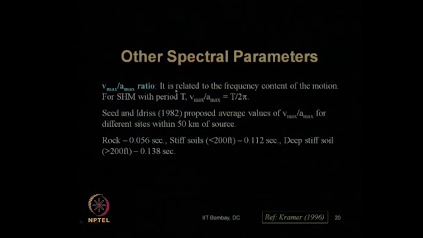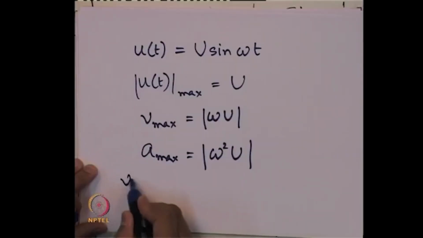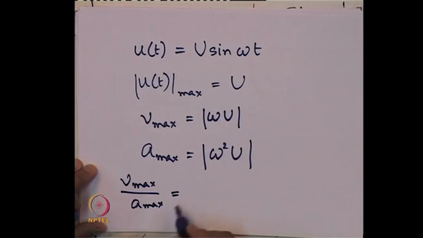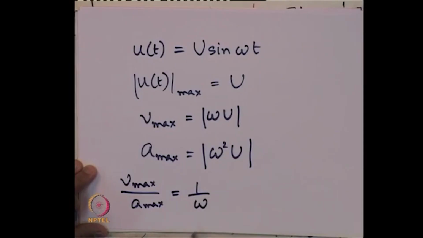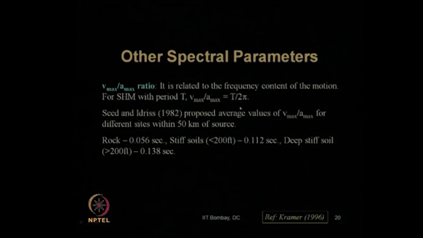So, in this slide, whatever I have discussed just now, look here. The Vmax by Amax ratio is related to the frequency content of the motion. For simple harmonic motion with a period T, this Vmax by Amax can be represented as T by 2 pi, is it not? Let us see here. Vmax by Amax for this simple harmonic motion will be nothing but how much? It will be 1 by omega, which is nothing but T by 2 pi, right. That is what is shown over here. You can see in the slide, Vmax by Amax is nothing but T by 2 pi.